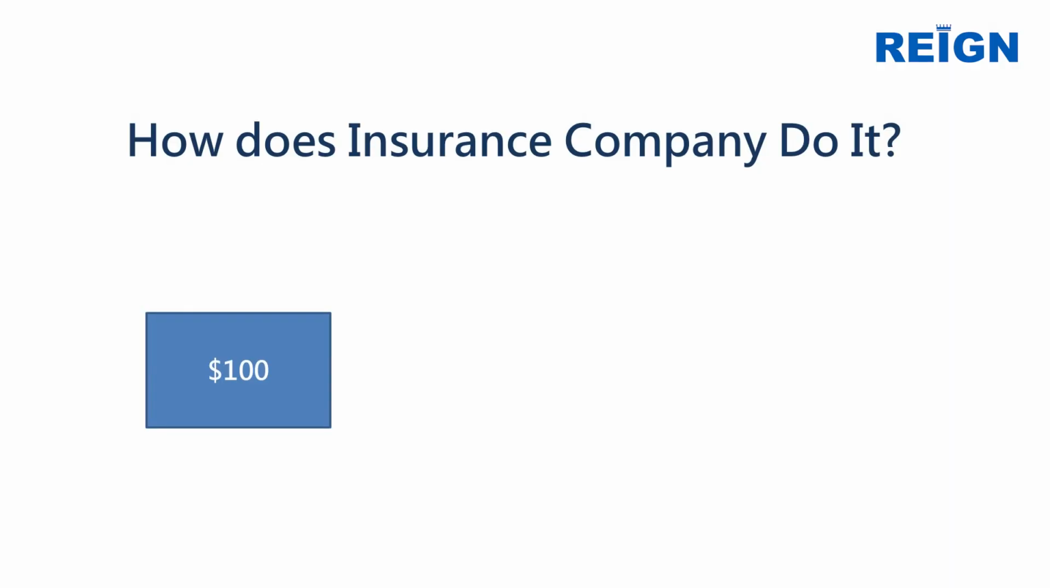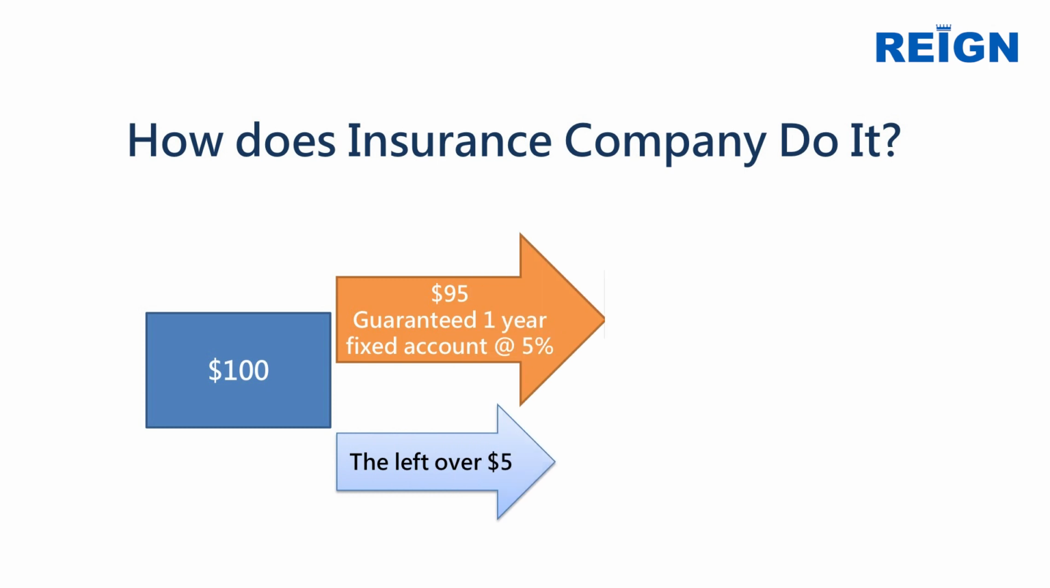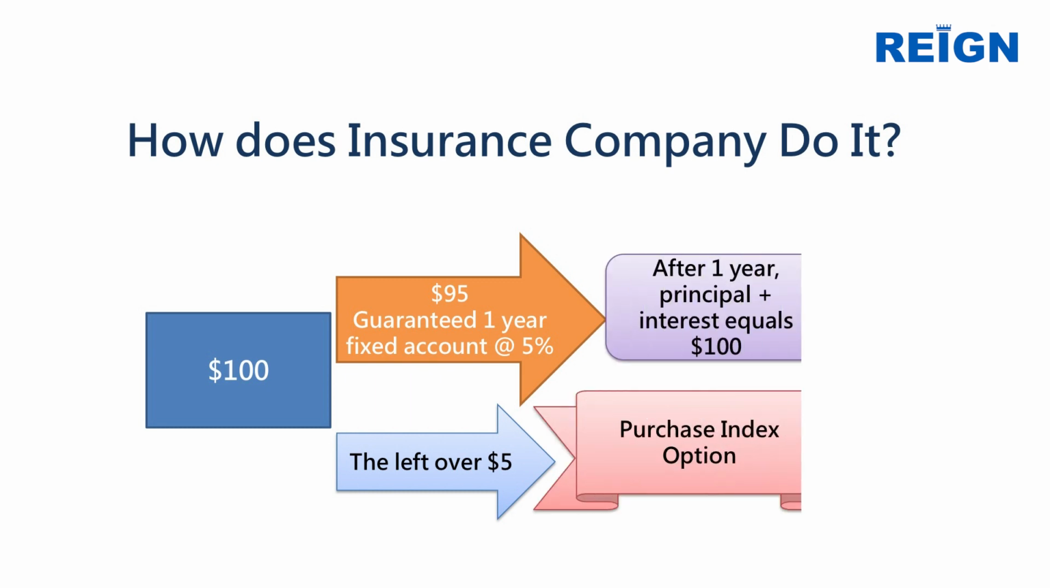Assuming the insurance company receives $100 premium and it has taken out all the costs and charges, okay? With this $100, if the insurance company knows a 1 year investment such as a US government bond offers 5% interest, the insurance company will allocate approximately $95 to the 5% government bond. After 1 year, $95 times 5% interest, the insurance company will have $100 back. This is the base of the 0% principal protection concept.